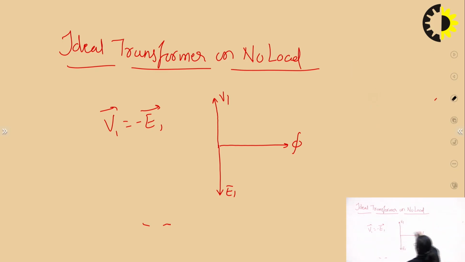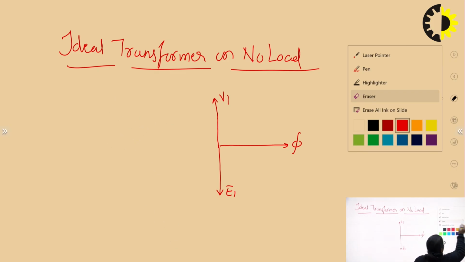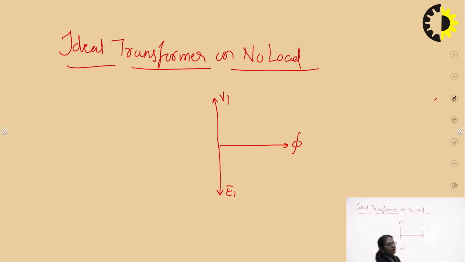Once again, what is the input current to the transformer at no load condition? At no load condition, the current taken by the ideal transformer is only Iμ, the magnetizing current.